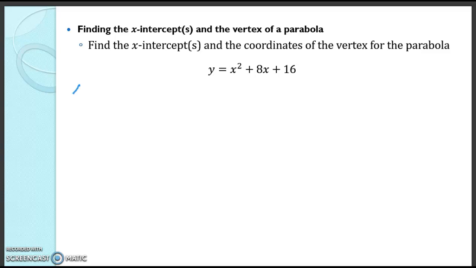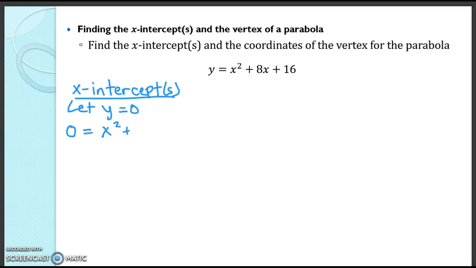So for the x-intercepts, what we do is we let y equal 0. So we plug in 0 for y into our equation, 0 equals x squared plus 8x plus 16.